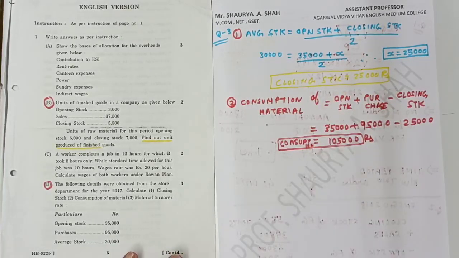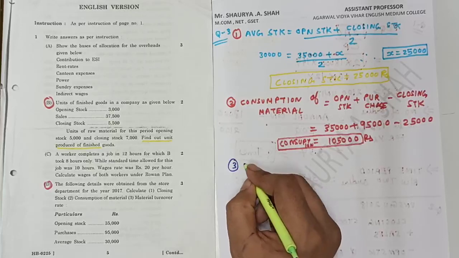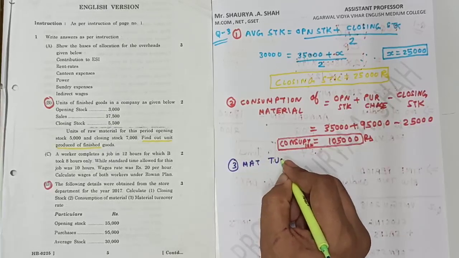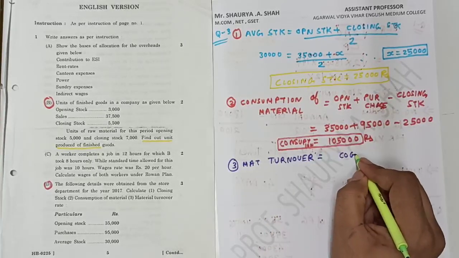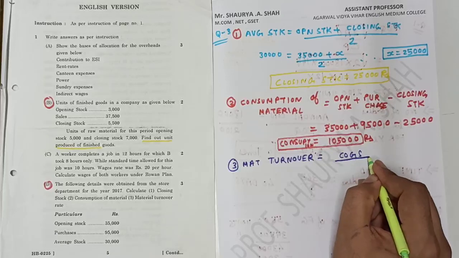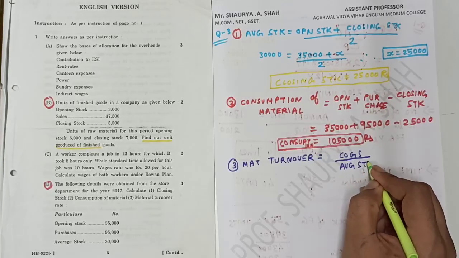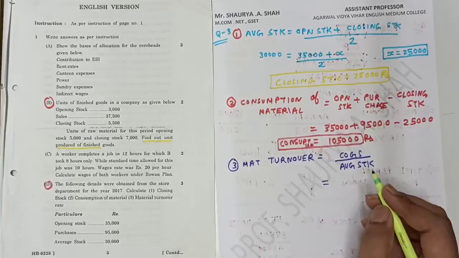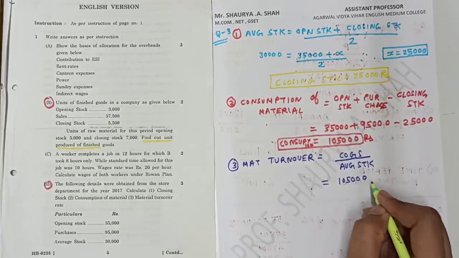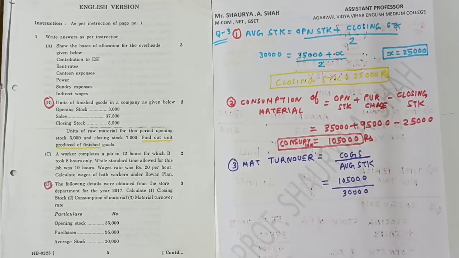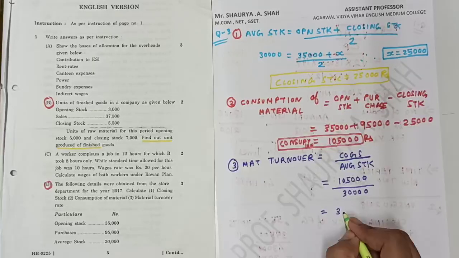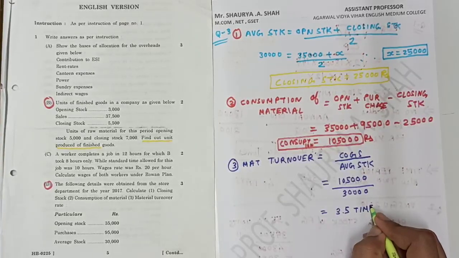Is it clear? We'll be finding out the third thing which is asked in your sum. The third thing, that is your material turnover rate, right? Now students, what do you mean by material turnover rate? There is a formula: cost of goods sold, or you can say consumption of material, divided by average stock. Cost of goods sold, already you have 1,05,000, divided by average stock, already given in the sum, 30,000. So I'll get the answer of 3.5 times, right?